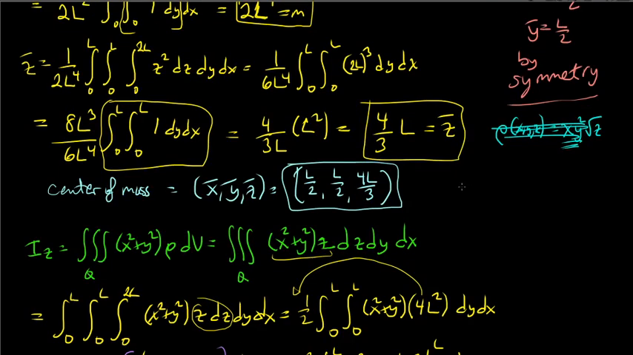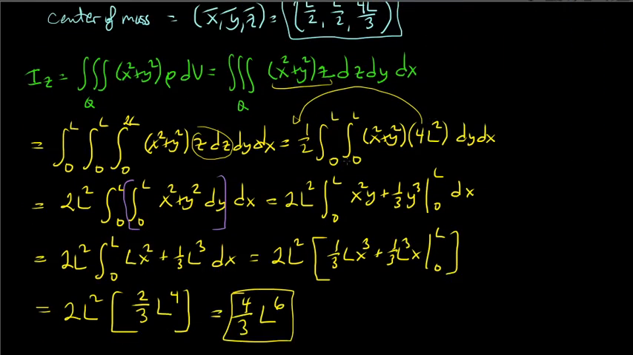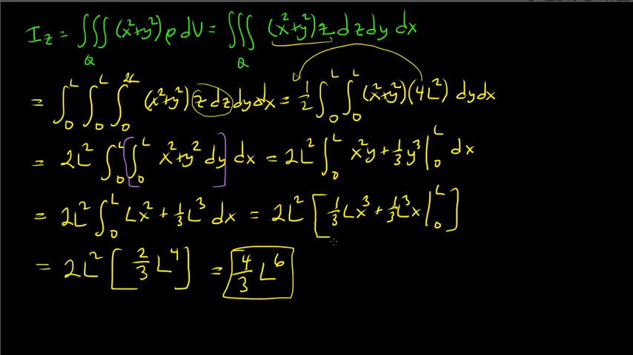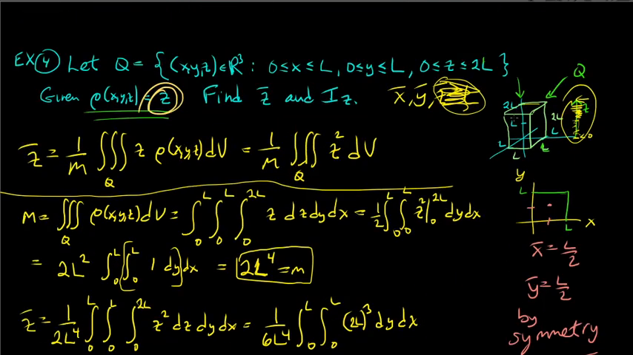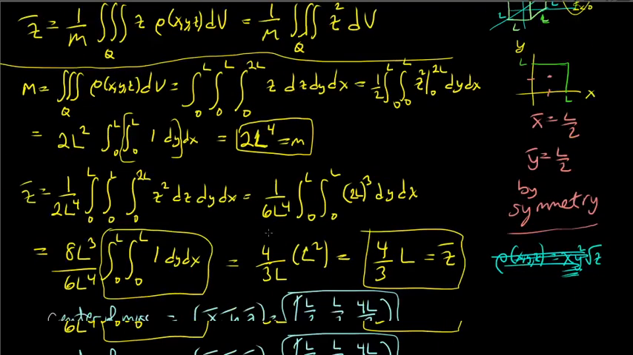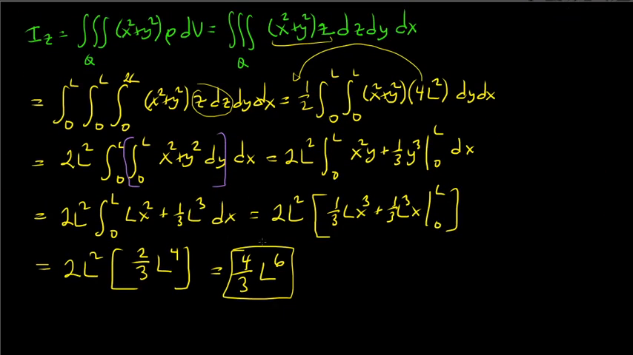Obviously, you're not going to get the same thing if you revolve around the x-axis or y-axis. But if you take this object Q and rotate it around the z-axis, this is sort of the inertia. This is how difficult it will be to rotate it.